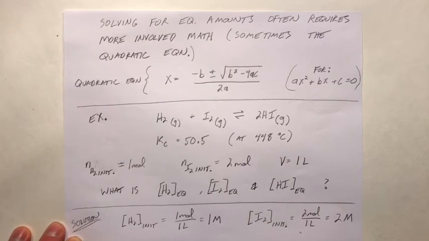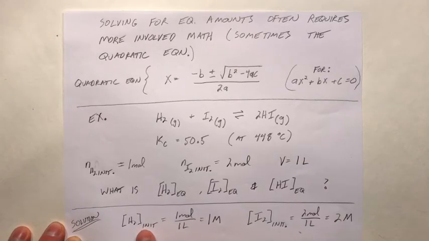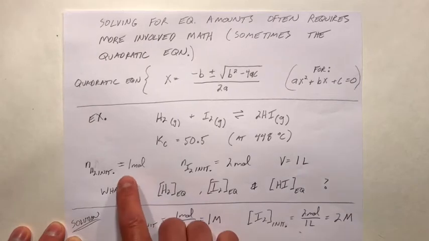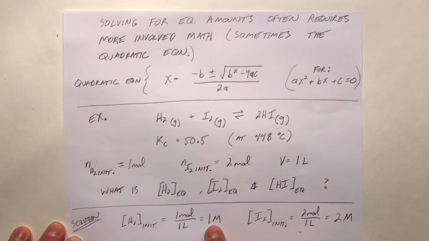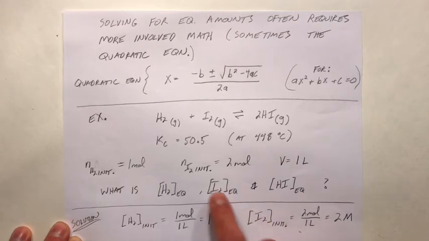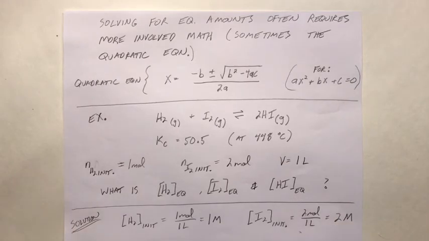All right, so first thing we're going to do is calculate the initial concentrations of these chemicals. So the initial concentration of H2 is equal to the moles, 1 mole, divided by the liters, 1 liter. So 1 mole over 1 liter, that's 1 molar concentration. The initial concentration of I2 would be equal to the moles of I2 divided by the overall liters, so 2 moles divided by 1 liter, that's 2 molar, or 2 moles per liter.